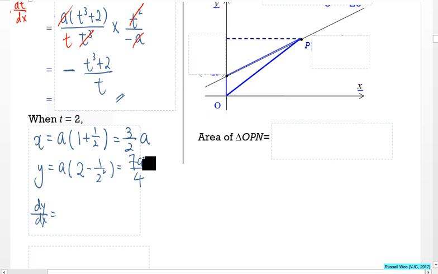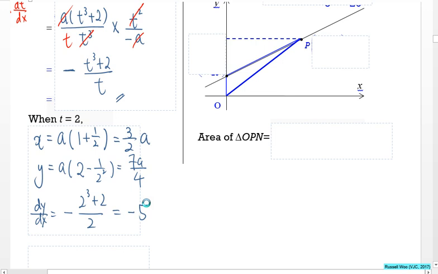This is a brainless activity. Just substitute t equals 2, and you get these two coordinates, x and y. Then substitute t equals 2 into here, and you get your dy/dx. You will get minus 5.